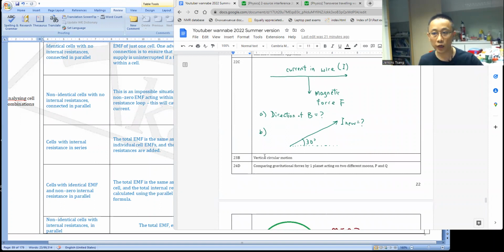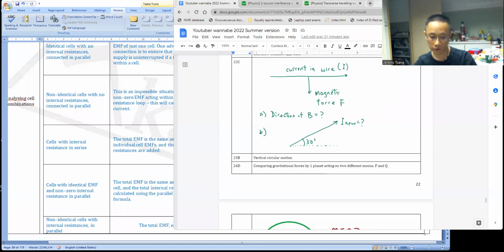Question 22 now. So a conductor is placed in a uniform magnetic field. They give you the current, they give you the force. They want you to figure out the direction of the magnetic field. And then secondly, they want you to see how the magnetic force will change if you tilt the wire a little bit. The first part of the question should be straightforward. You can just use the left-hand rule.